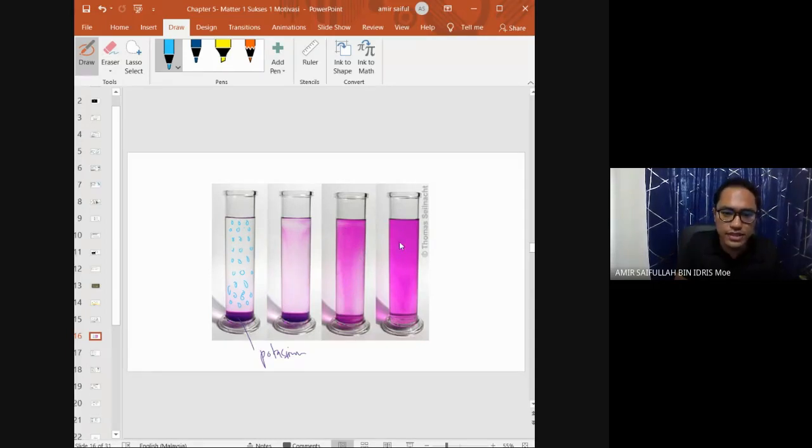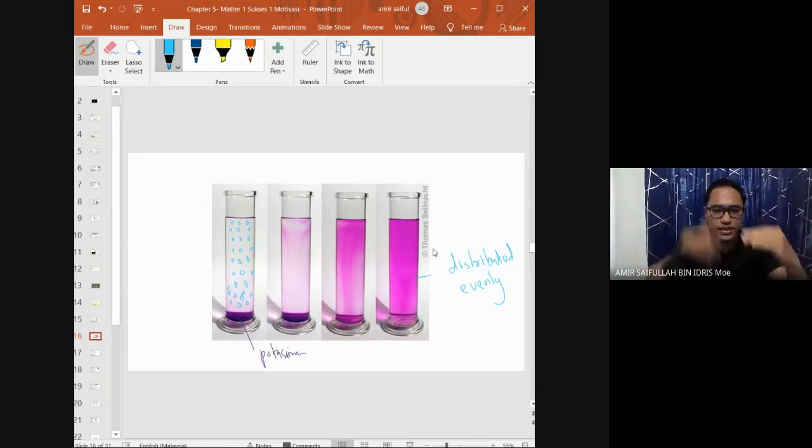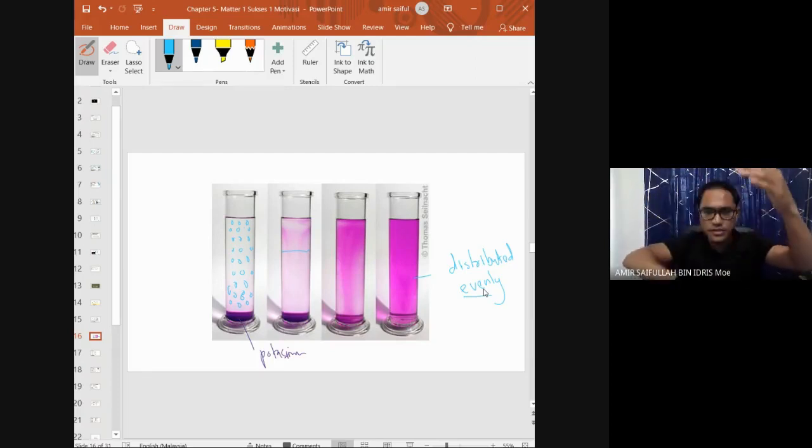So that's why after some time you can see they are distributed evenly, all the same. So you cannot see any more separation. Here you can see it is still separated. Here is still white, here is still purple. But after some time, no more separation. They are even, sama rata. In Malay we say sama rata. They become one.